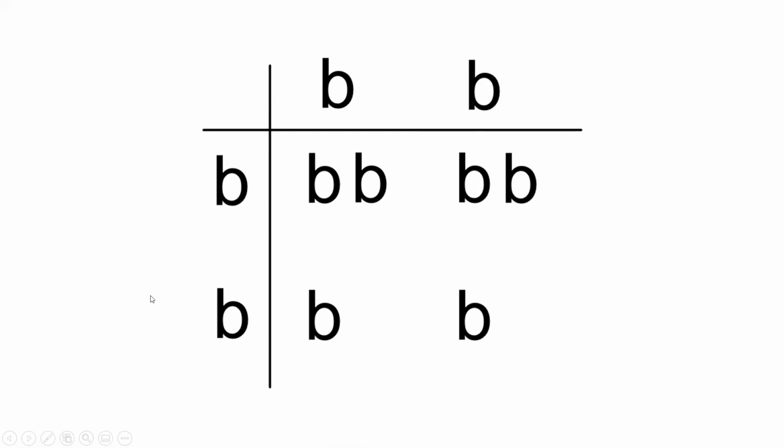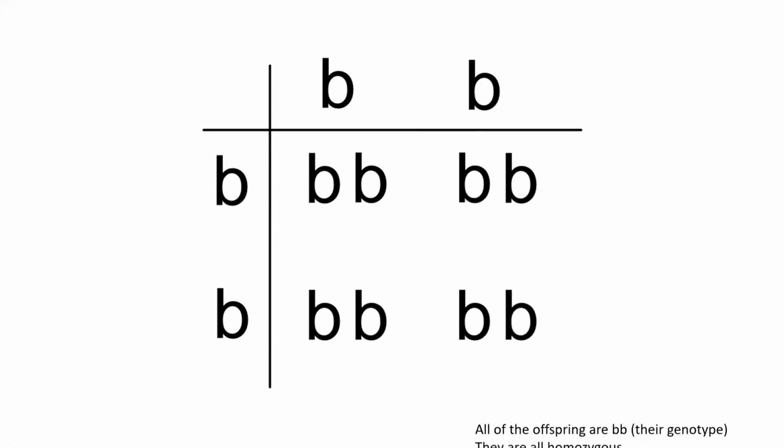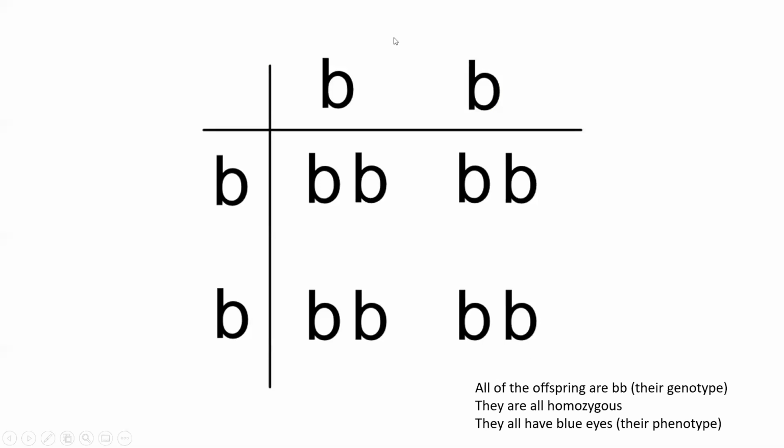So if we go back to our question, all of the offspring from the two blue-eyed parents are little b, little b. That's their genotype. They are all homozygous, and they will all have blue eyes. So that is their phenotype.